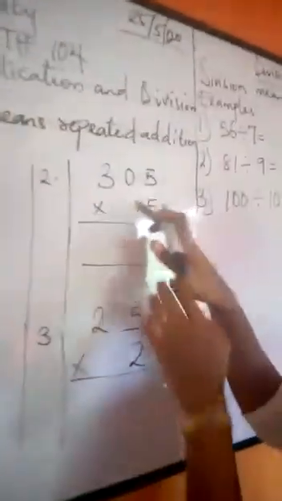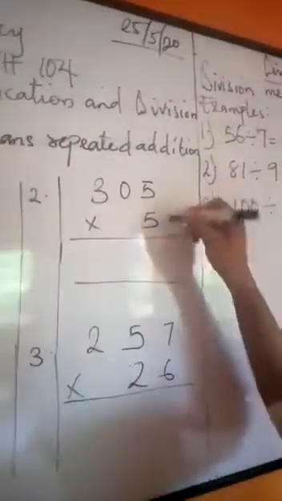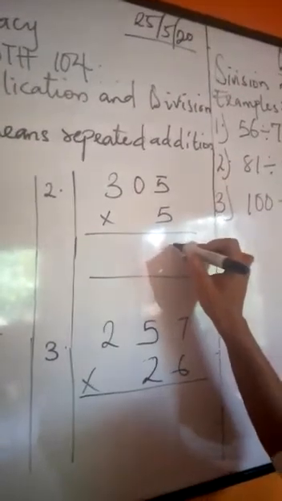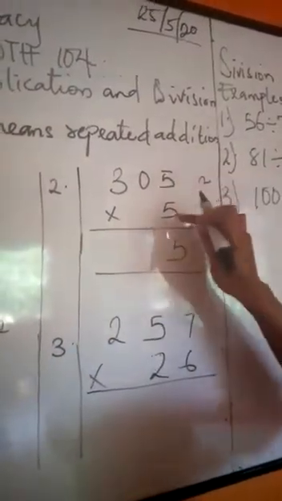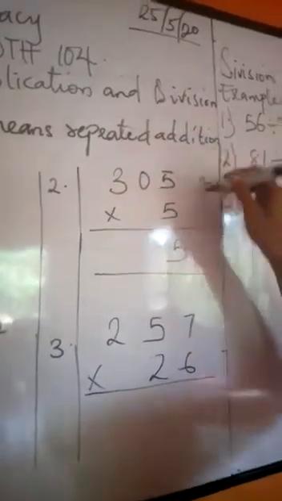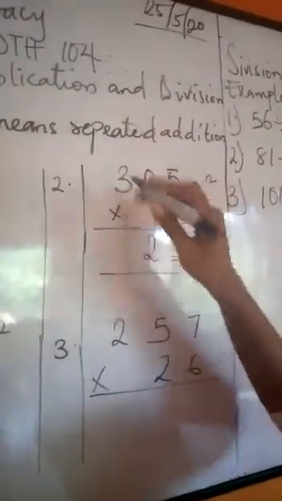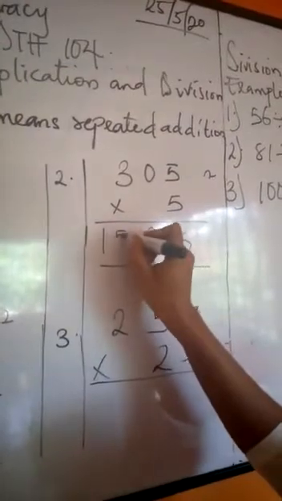I'll multiply 305 times 5. 5 times 5, 25. Write 5 and carry 2. 5 times 0, 0 plus 2. 5 times 3, 15.